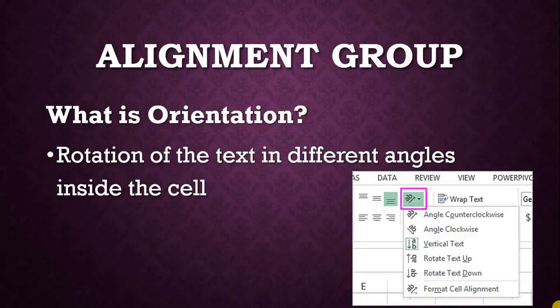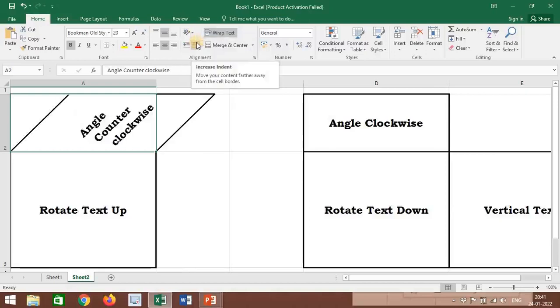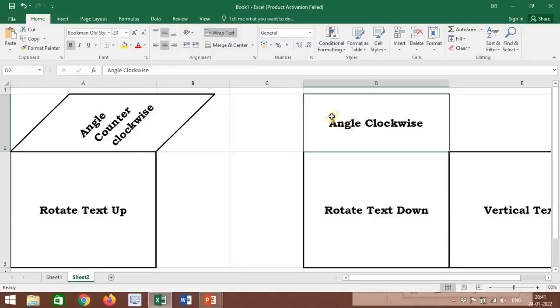Come on, let's see the orientation options. First, angle counterclockwise option. Select the cell and then click on the arrow next to the orientation button. It will show all the orientation options. I am going to select angle counterclockwise. This is angle counterclockwise direction. Next, angle clockwise direction. Select the cell and then click on the arrow next to the orientation button. Select angle clockwise option. This is angle clockwise direction.